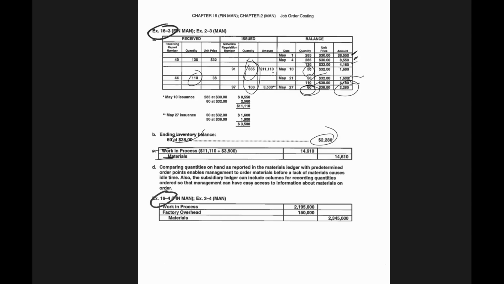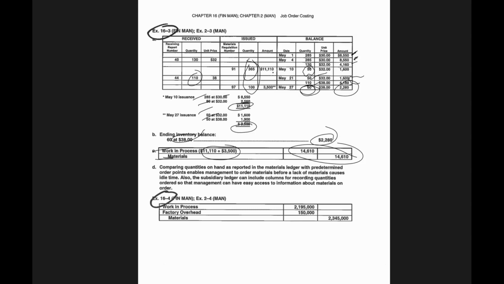So there was 365 in the first one on the 10th, which was all 285 at 30 and then another 80 at 32. So there's our 11,110. And then on the 27th, we issued another 100, so that would be 50 at the 32 and then another 50 at 38 or 3,500. So the sum of those is our journal entry, 14,610. Okay, that takes care of number 3.